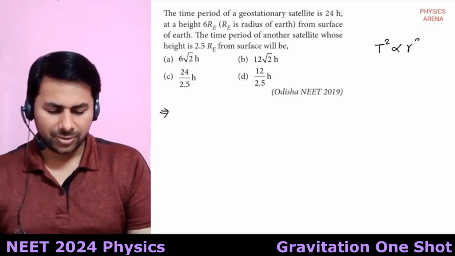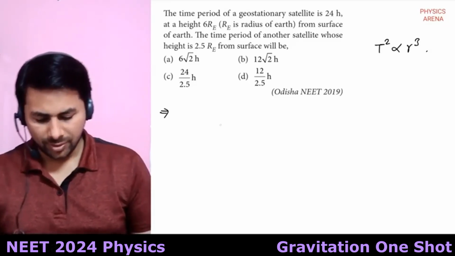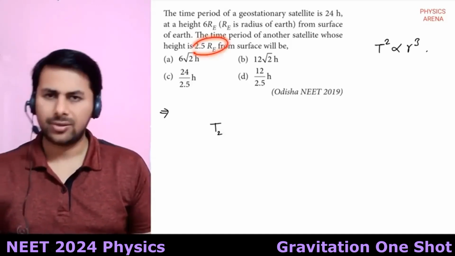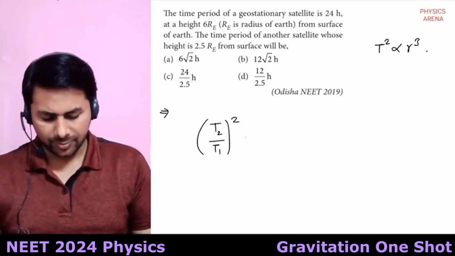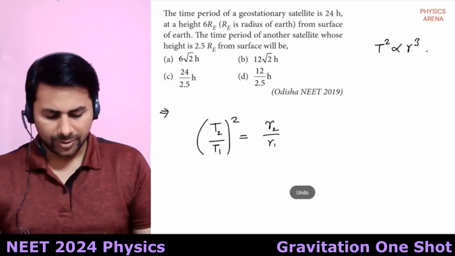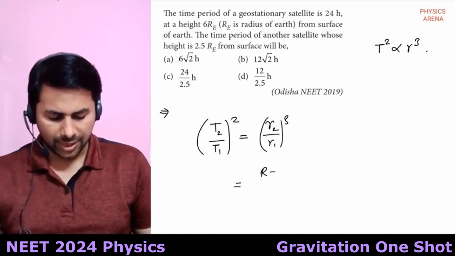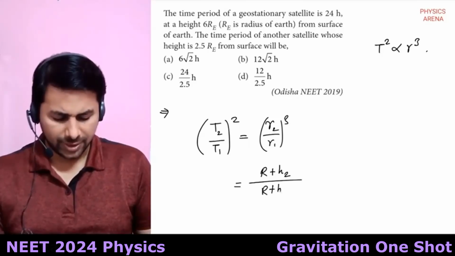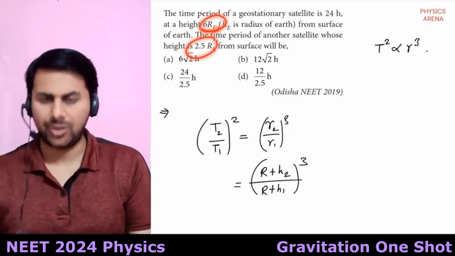T square is proportional to R cube, right? So you want to find out T2, and you are given R2. So T2 upon T1 square will be equal to R2 by R1 cube. But what is this R2? It is R plus H2, and this is R plus H1 cube. Their heights are given. This is 6 RE, this is 2.5 RE.